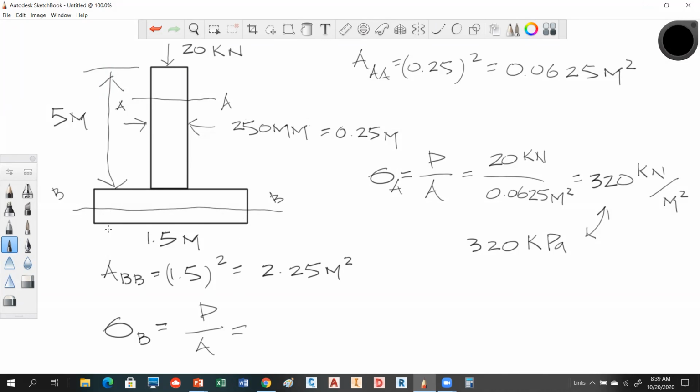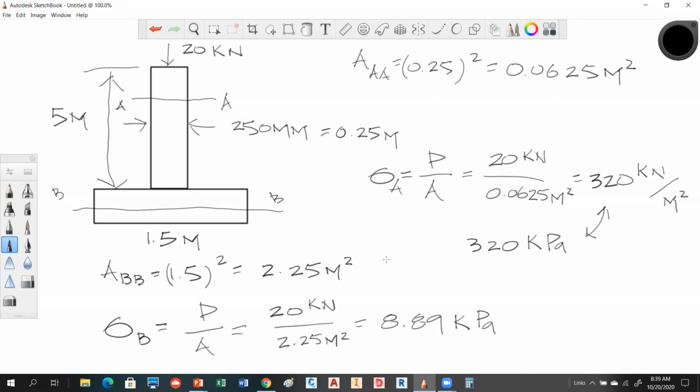And notice because the area perpendicular to that force is bigger now, we should notice a reduction in the size of the stress. So we have 20, again, kilonewtons divided by 2.25 meters squared. So we have 20 divided by 2.25. That gives me basically 8.89 kilonewtons per meter squared, which you would typically just call kilopascals.